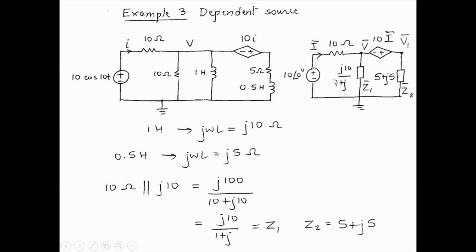So here is the circuit, and the other thing we do is, we have a 10 ohm in parallel with a j10 ohm. So we combine these two into one impedance, so that is 10 ohm in parallel with j10. So that's j100 divided by 10 plus j10. So that is j10 by 1 plus j. And these two are in series, the 5 ohm and the 0.5 Henry, which is j5. So 5 plus j5. So that becomes one impedance, 5 plus j5. So this becomes our circuit in the phasor domain or the complex domain.